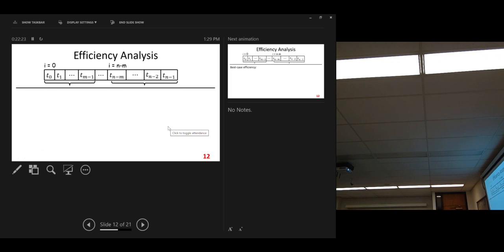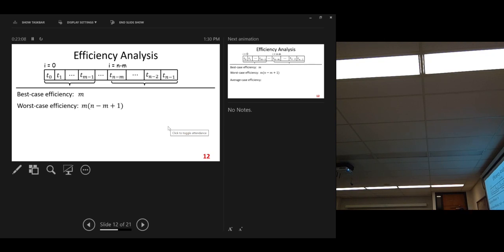Efficiency analysis: worst case, best case. The best case, we only do one substring comparison and we get a match. We compare the first substring, we find a match, we stop. That's the best case efficiency. But in that case, you need to compare all these m characters, so m comparisons. The worst case, you need to go to the end and compare all the characters, m times the number of substrings.